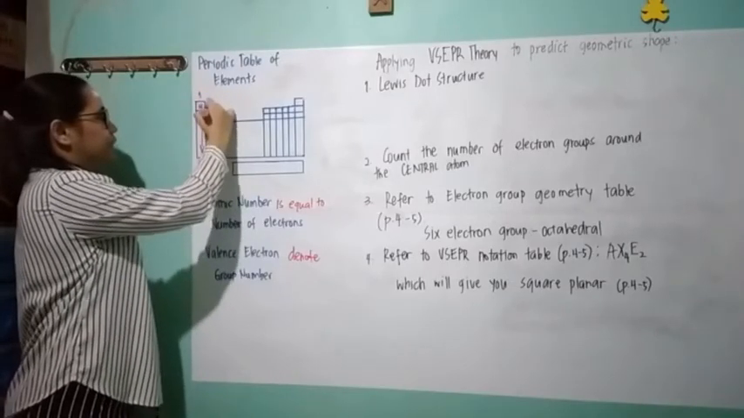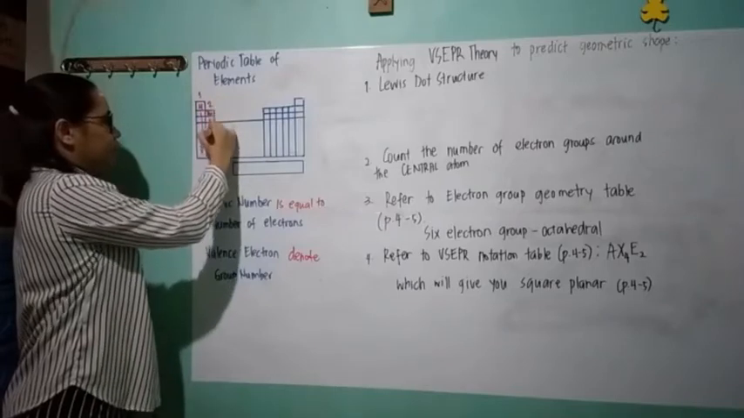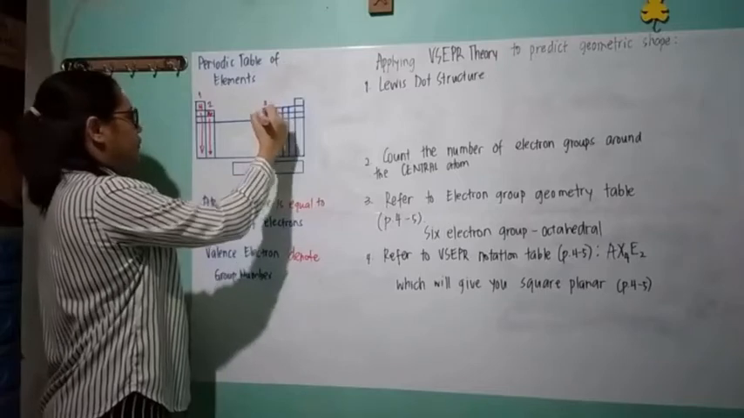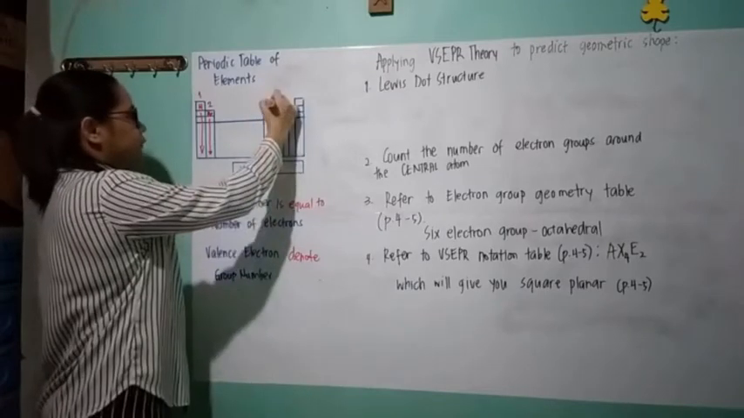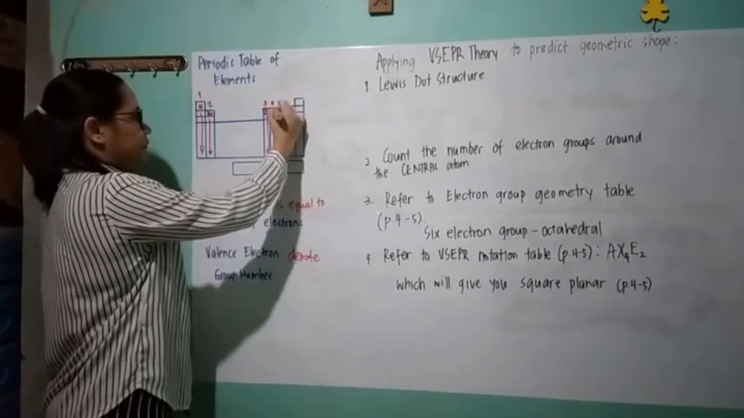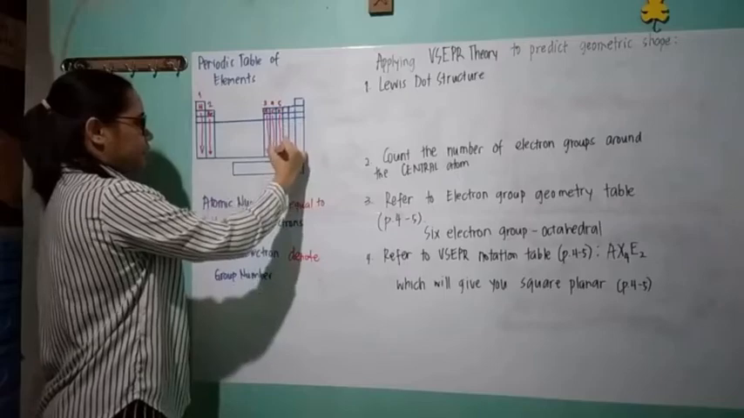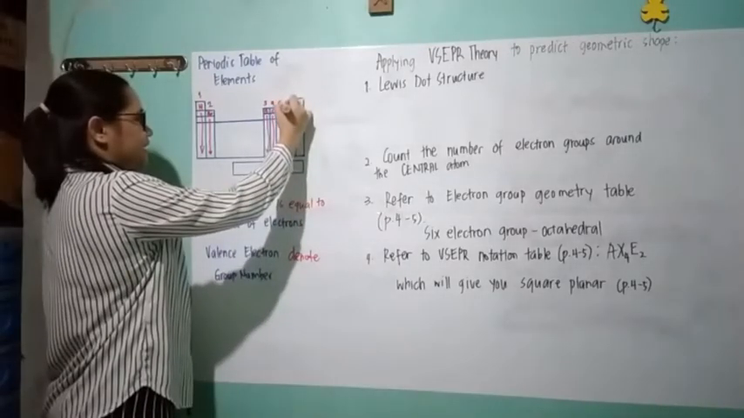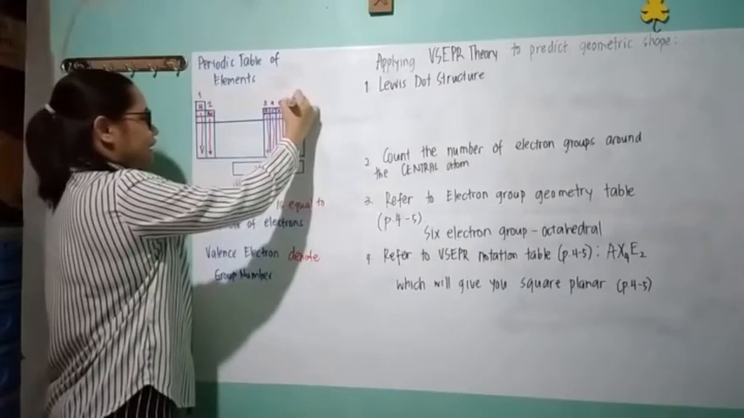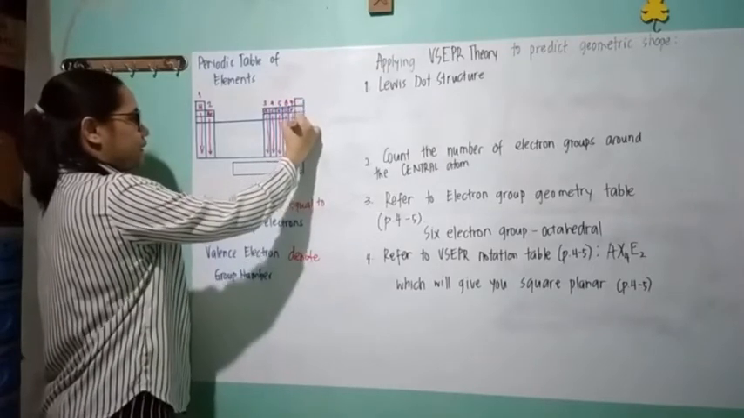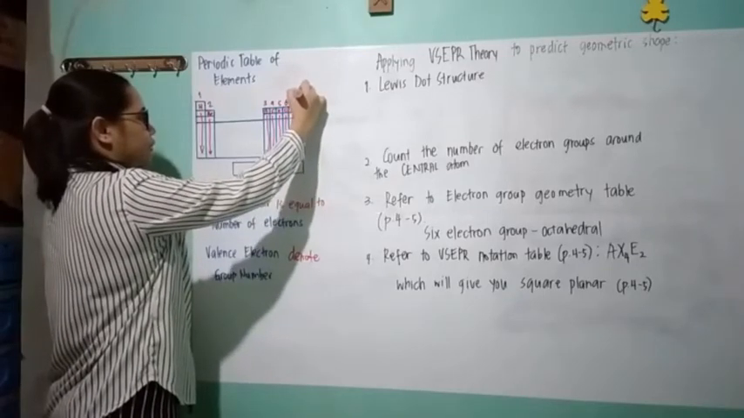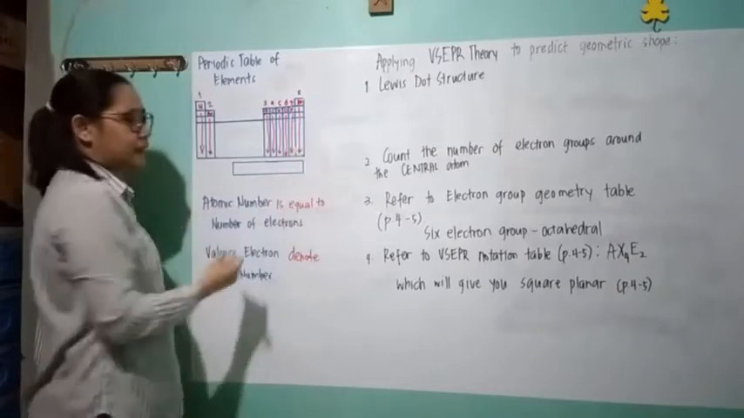Group number of an element: group 1, hydrogen, going down. Group 2, beryllium, going down. Group 3, boron, going down. Group 4, carbon, going down. Group 5, nitrogen, going down. Group 6, oxygen, going down. Group 7, fluorine, going down. And helium for group 8, going down.